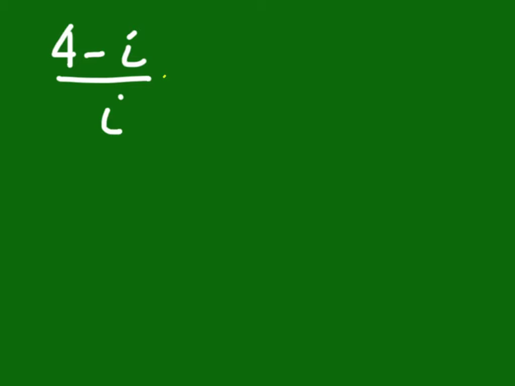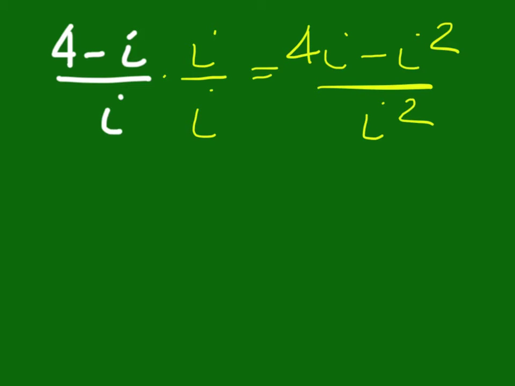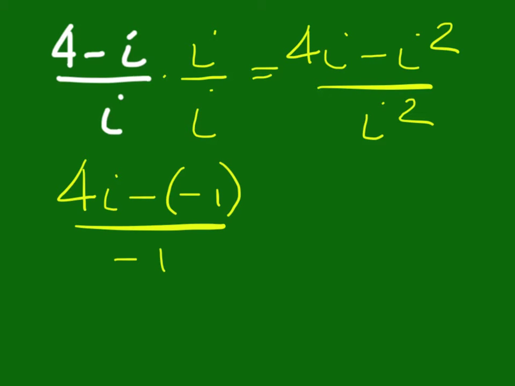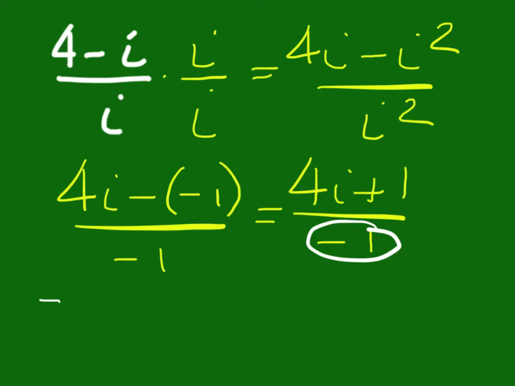On this problem, we're going to multiply the top and the bottom by i to get 4i minus i squared over i squared. 4i minus a negative 1 over negative 1. That's a double negative on top, so that's plus. But you must change the sign of everything now because of this. It's a negative 4i minus 1, and with the 1 down there dropping.